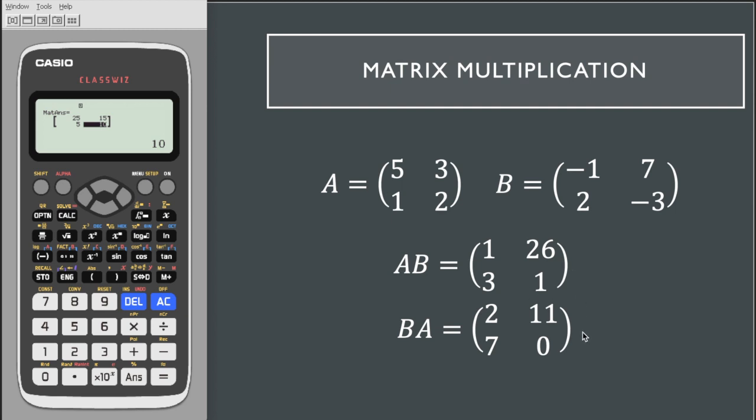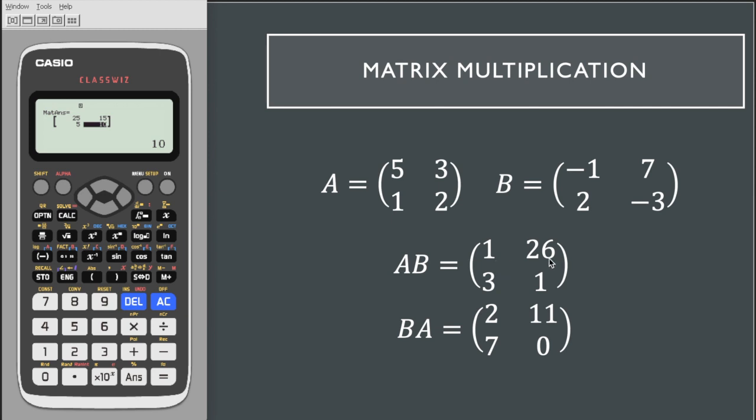So when calculating matrix multiplication by hand, say if we're doing matrix A times matrix B and we want to work out this first element, which is in the first row and the first column, then what we would do is multiply this element 5 by -1, then we would add 3 times 2. So 5 times -1 is -5, plus 3 times 2 is 6. Of course, -5 plus 6 is 1. And we would do that for each of the elements.